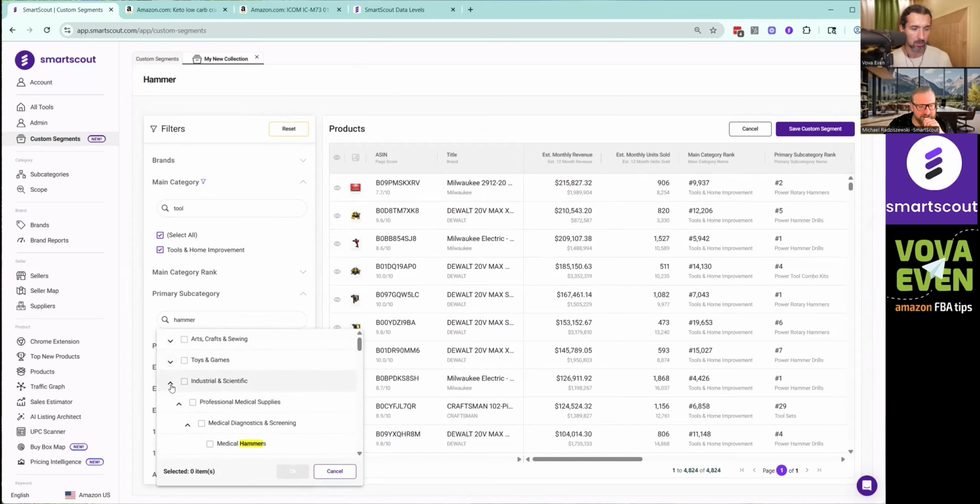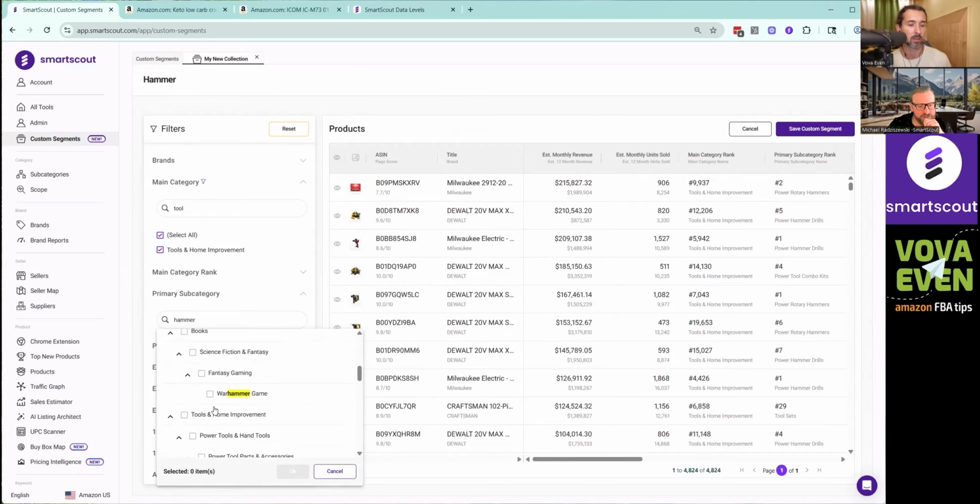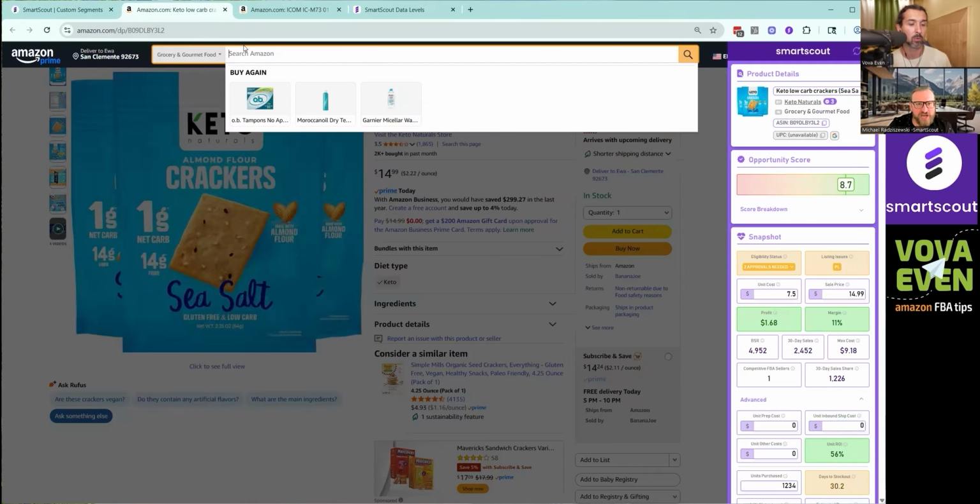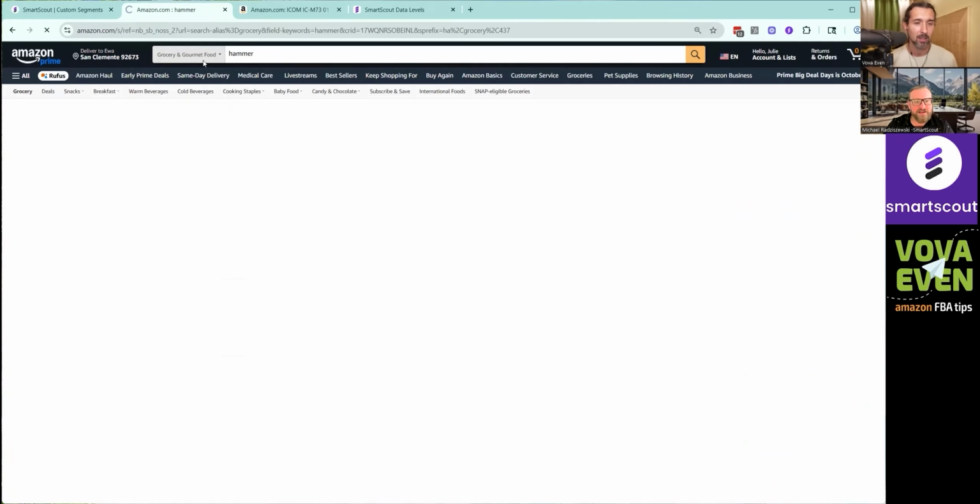Interesting. The catalog on Amazon goes deep. But the simplest way to just check that hammer game is, like, wait, I'm searching.